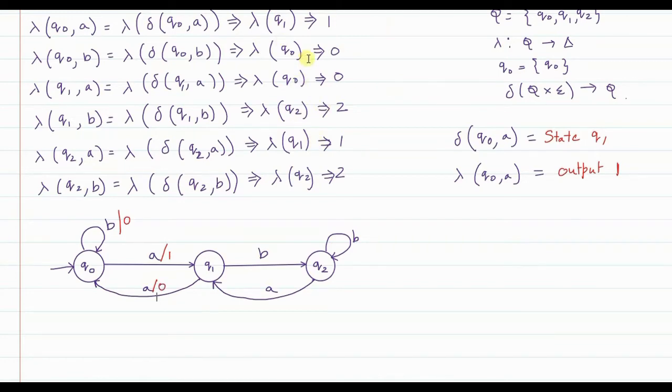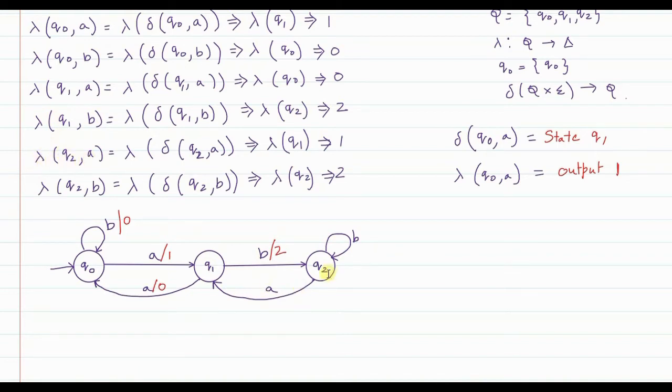Then let's proceed. What is the output that is generated when you are in state Q1 and B is read as input? When you are in state Q1 and B is read as input, the output generated is 2. So we will have to write 2 here. Correct?